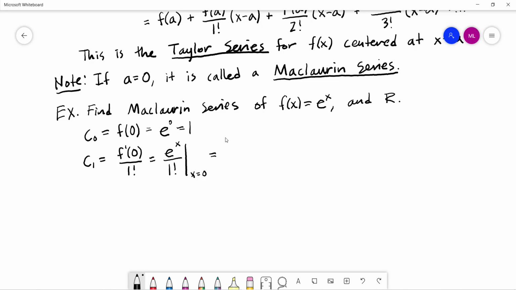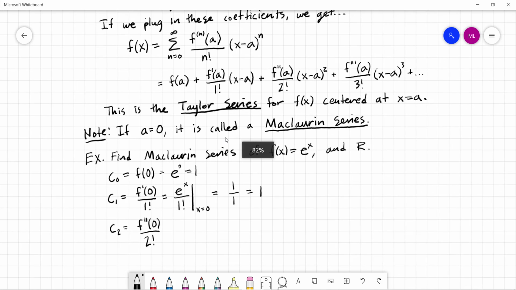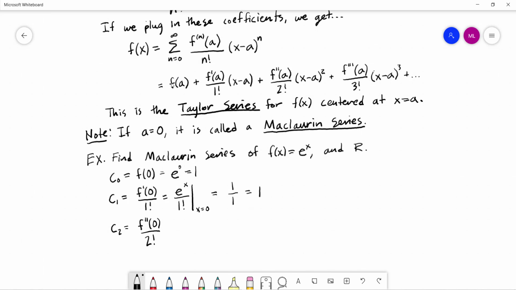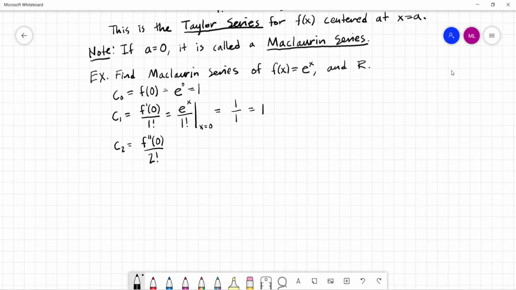And that's going to give me a 1 up on the numerator, right? e to the 0th is just 1, and we also have a 1 in the denominator, and so this coefficient turns out to also be a 1. And if we try to find C2, C2 is going to be f double prime of 0 over 2 factorial, according to our rule of coefficients here. We haven't started factoring in our x minus a's yet. We'll come back to that once we have all the coefficients.